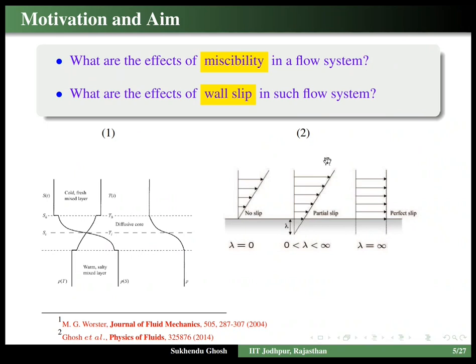And the next one is why we want to consider the wall slip effect. When you are considering a channel or any other kind of flow, walls are not always completely rigid, and that's why the fluid velocity will not be completely zero at the wall. There will be a certain finite velocity near the wall, which is known as partial slip. So we want to apply two things, miscibility nature and wall slip effect, in our study to understand the instability behavior of the third kind of flow system, and we shall check how different effects like miscibility and wall slip can control these instabilities.